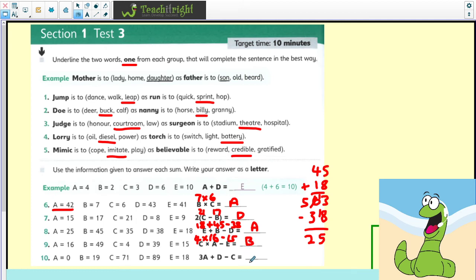And the last question on this particular bit is question 10. And we've got 3A, so we need to do 3 times 0, which of course is 0. Then we're going to add 89, and then we're going to take away 71, and we get 18. So actually the first part of that, we don't really need to use, because obviously 3 times 0 is 0. So hopefully you've got 18 as your answer, and of course then you need to find out which letter 18 represents, and it represents E. So the answer to the last one is E.